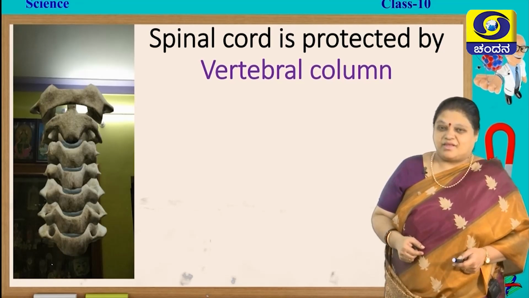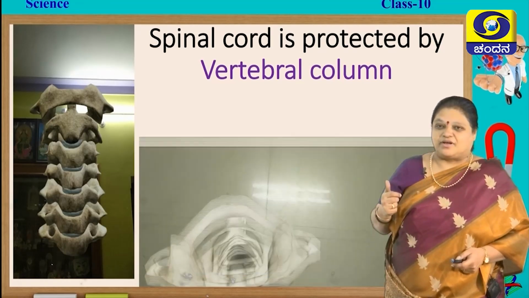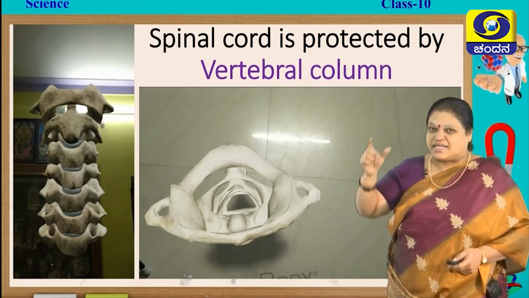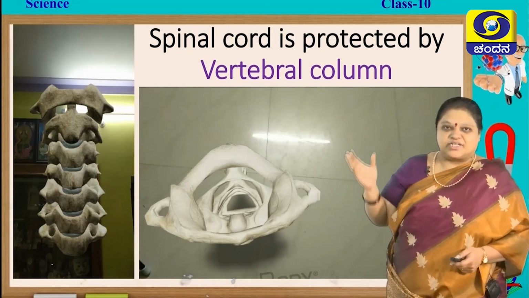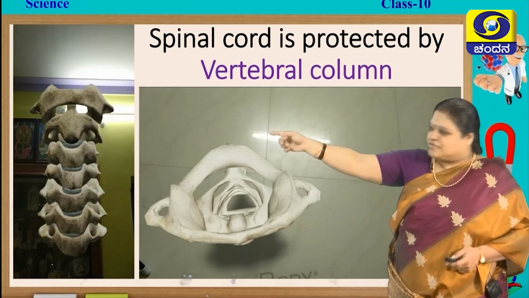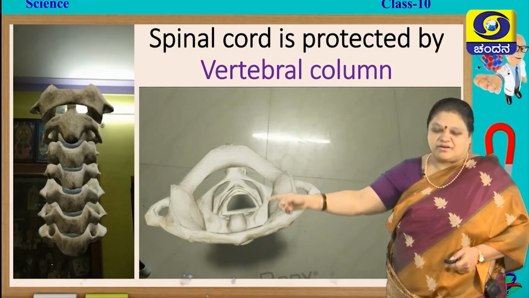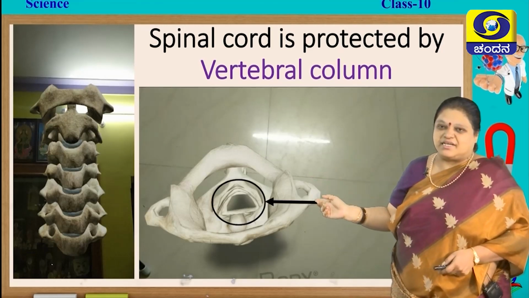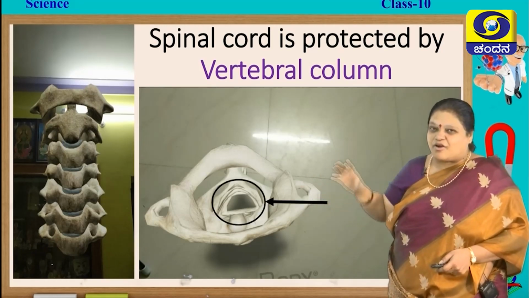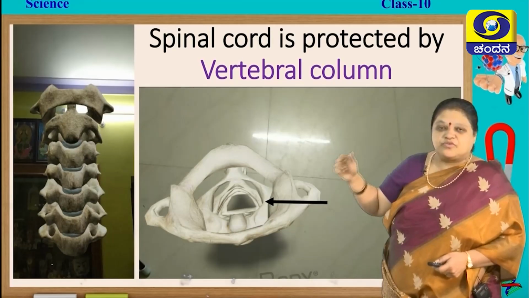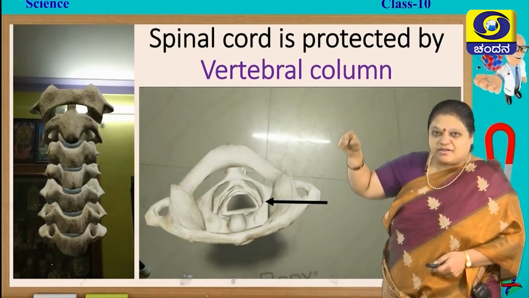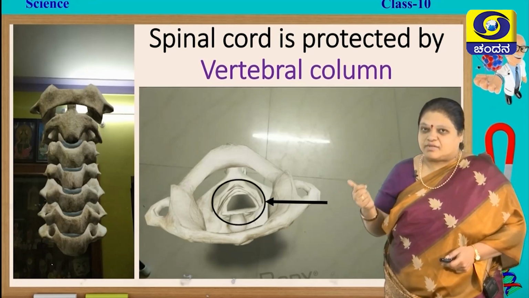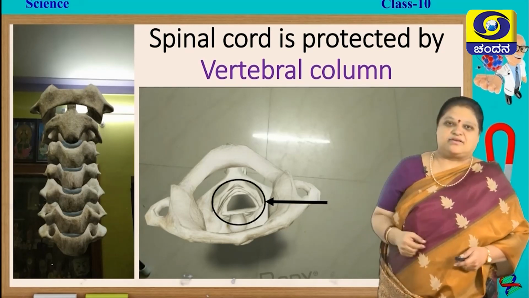Let us see. The spinal cord, first of all, is protected by a columnar skeletal structure, which you call the vertebral column. You can see in the first picture the vertebral column. If you see the cross section, you can see in the center there is a hollow space through which the spinal cord enters. So, we have a protective covering for the spinal cord.